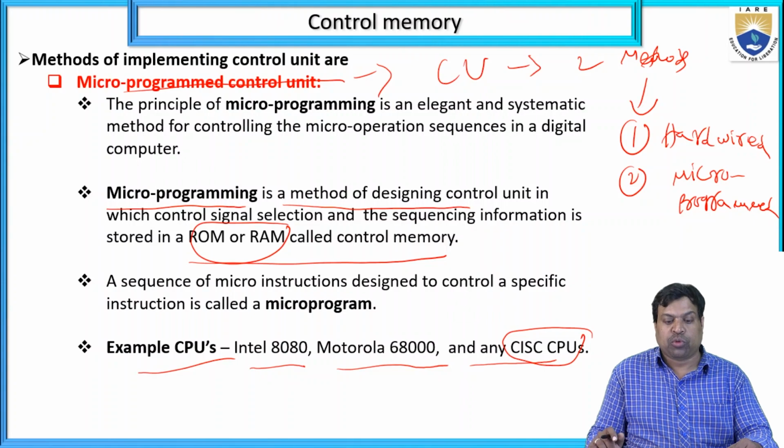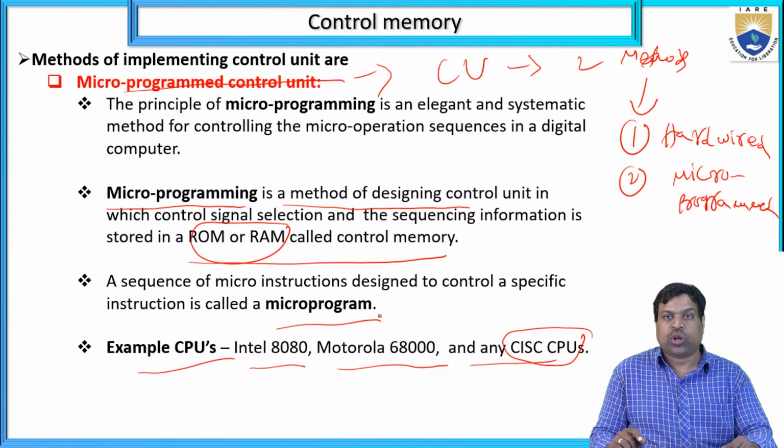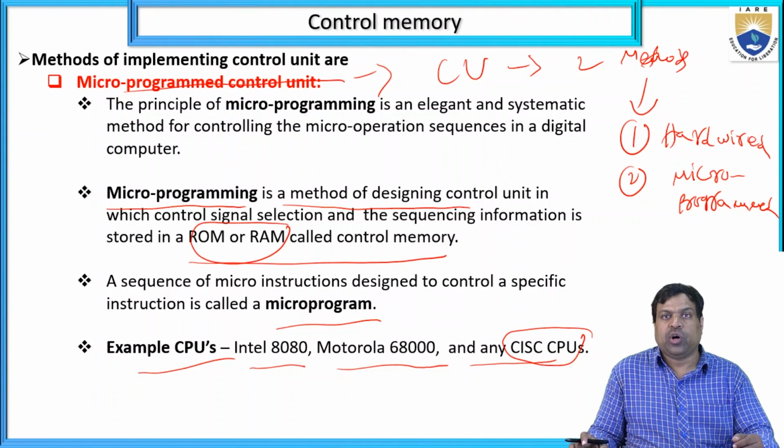That is microprogramming. And the sequence of micro instructions designed to control specific instructions is called a microprogram. Suppose I have to give some specific instructions to the computer, then only I have to execute them. That is called microprogramming. The examples of CPUs are Intel 8080, Motorola 68000 and CISC CPUs. These are microprogramming operations.